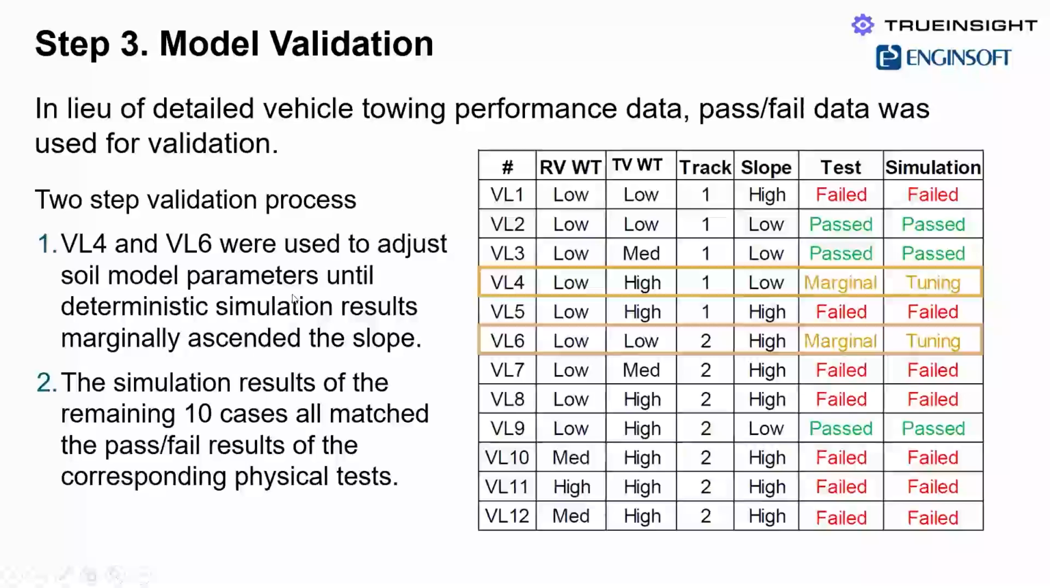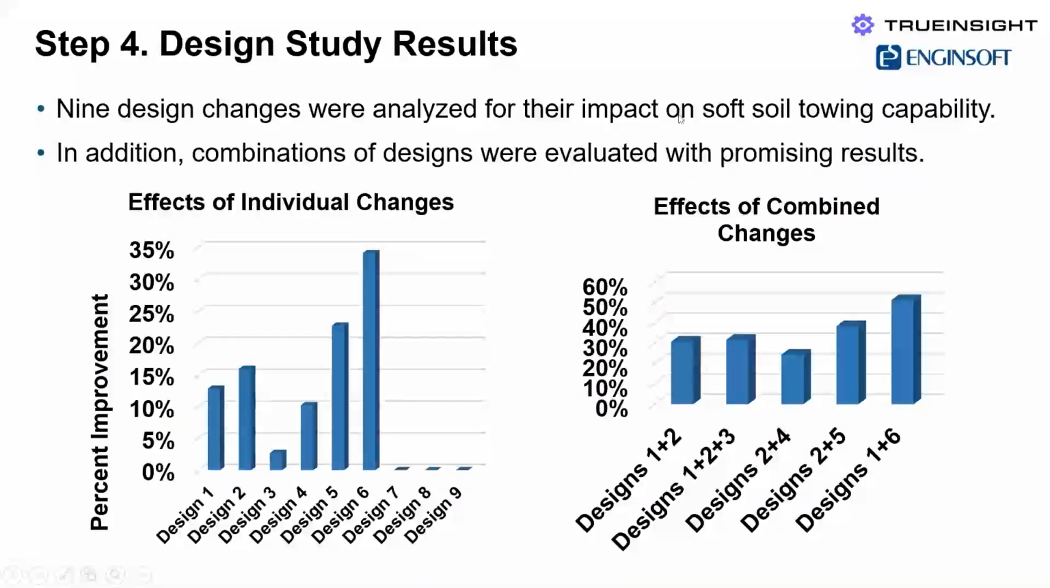Then for the other 10 runs, the thinking was, if we match the results on those, then maybe we have a good validation of the model. And as you can see, with all the other runs, we were able to predict whether or not the vehicle could tow its load up the slope. So we had perfect accuracy. Of course, it is a pass-fail, but that gave us confidence in the results. And then the next step was to do some design studies.